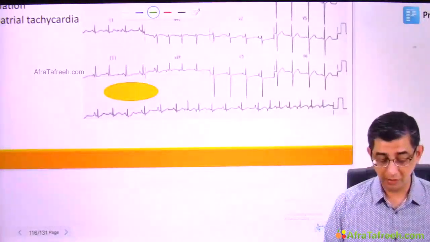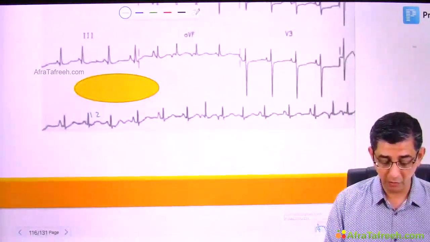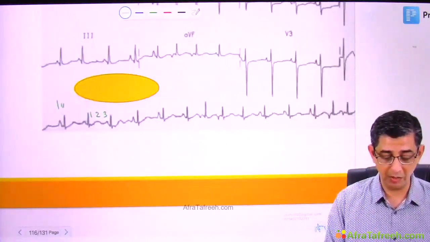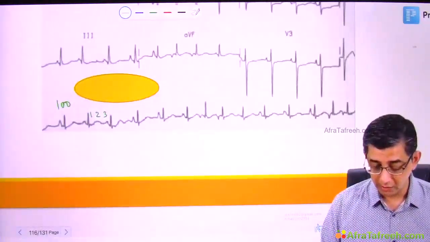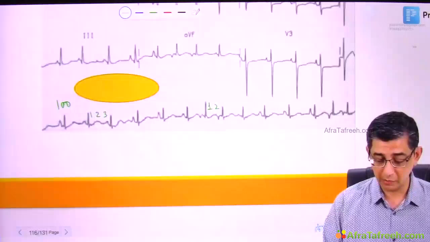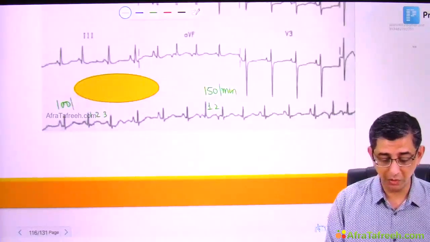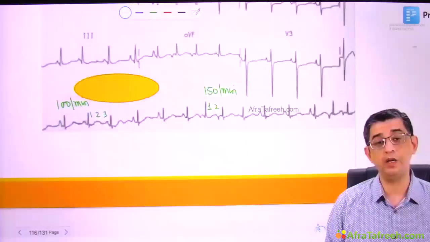Now, when I evaluate the heart rate of this guy, something very interesting is coming up here, which is that when you look at the RR interval, there would be 3 large squares. That means the heart rate would be about 100 per minute. But if you scroll a little laterally, you will notice that there are only 2 large squares present. This means that the heart rate of this patient is now 150. So in a single ECG, you are noticing 2 different heart rates in the same patient. This is basically an irregular RR interval.